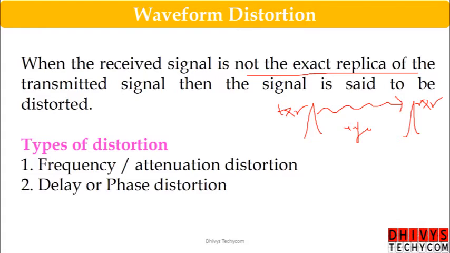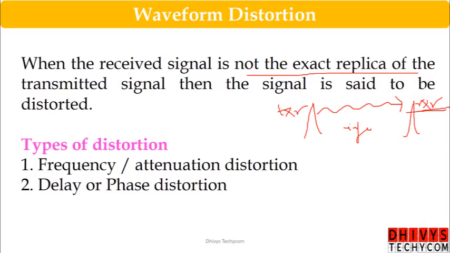So you have to take care of this distortion only at the receiver part. Why? Because in the receiver part only we'll be analyzing whether the transmitted signal is exactly received or not. So the definition says that if the received signal is not the exact replica of the transmitted signal, we come to a conclusion that the waveform has been distorted.